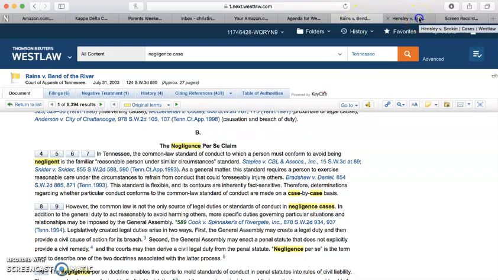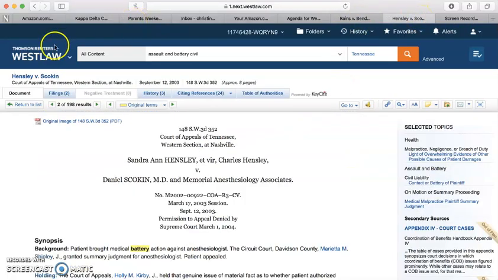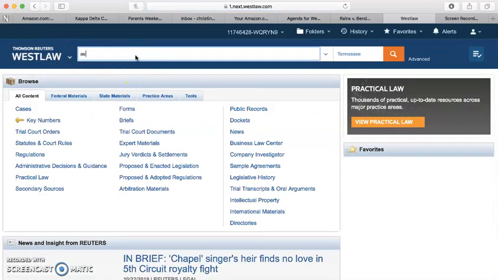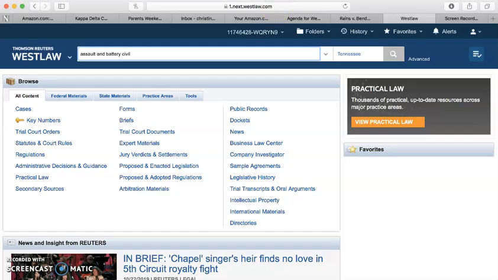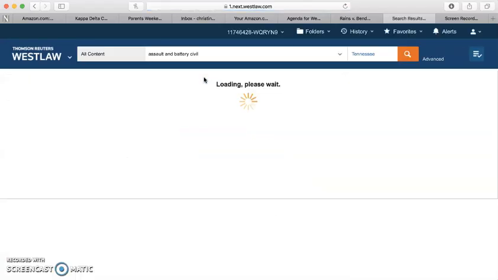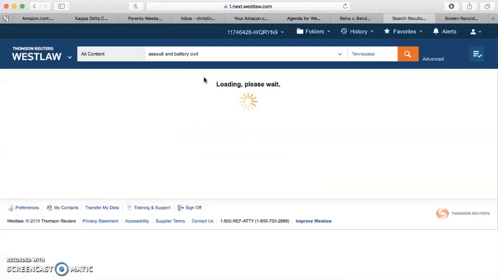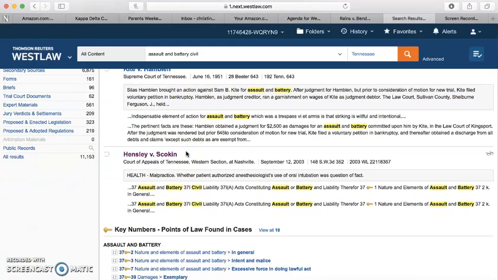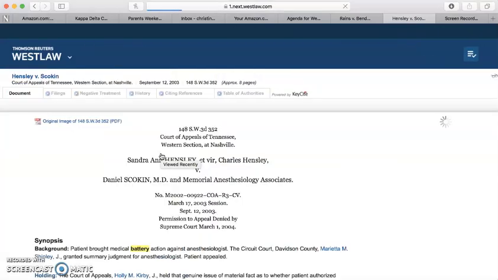And then next, I researched an assault and battery case. So literally all I did was search assault and battery civil, and again, it's in Tennessee. And again, my Wi-Fi is slow. All right, so mine is the second one that pulls up, Hensley versus Scawkin.